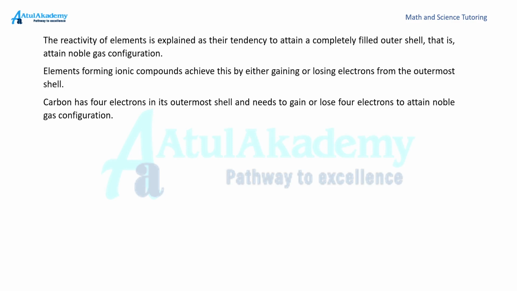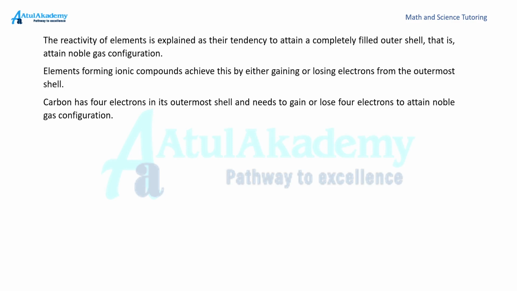We have some special properties that carbon has. We all know how we define the reactivity of an element. An element is reactive if it is able to gain or lose electrons. They do so to attain the nearest noble gas configuration. They have to complete their octet. So elements which form ionic compounds either gain or lose electrons.